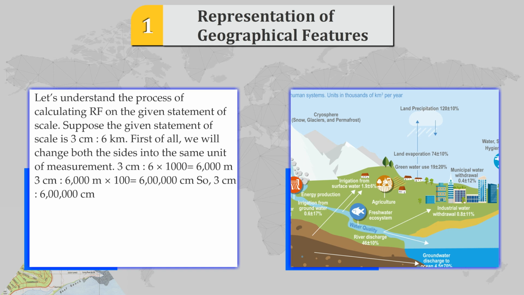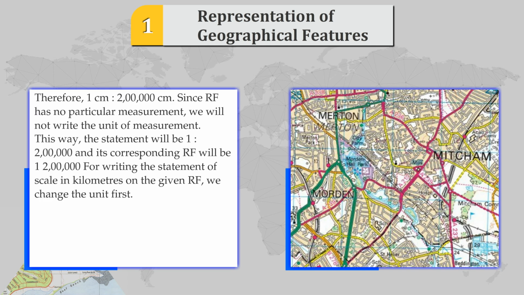So 3 cm equals 6 lakh centimeter. Therefore, 1 cm ratio 2 lakh centimeter. Since RF has no particular measurement, we will not write the unit of measurement. This way, the statement will be 1 ratio 2 lakh and its corresponding RF will be 1 upon 2 lakh.